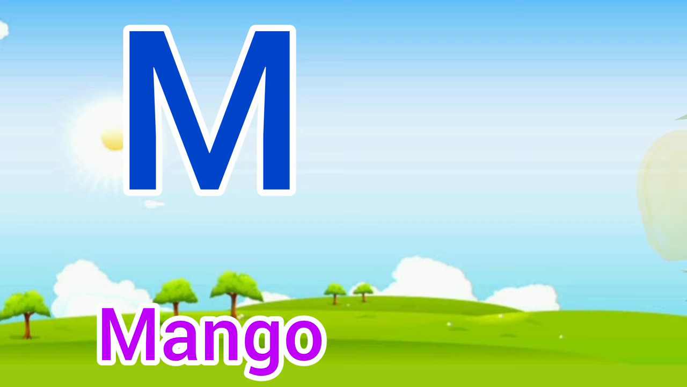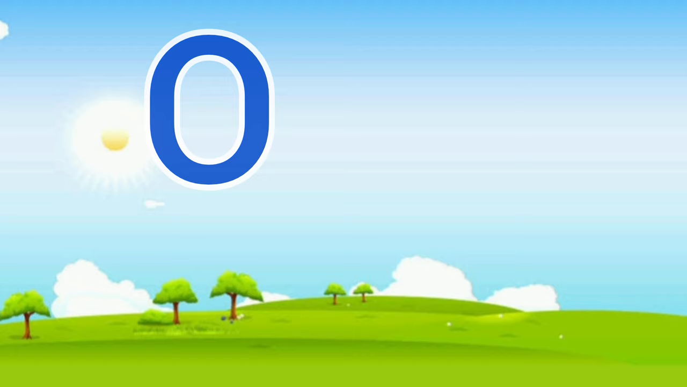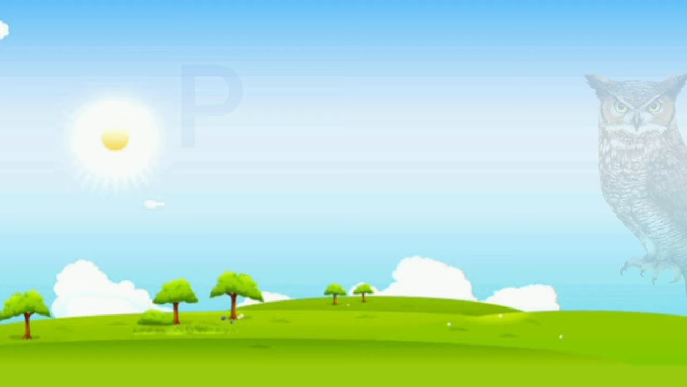M for mango. Mango means aam. N for nose. Nose means naak. O for owl. Owl means ullu. P for pomegranate. Pomegranate means anar.